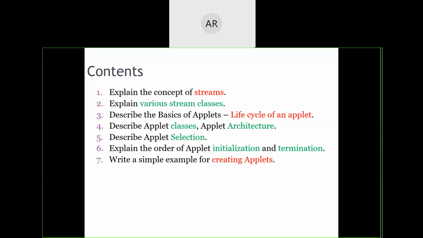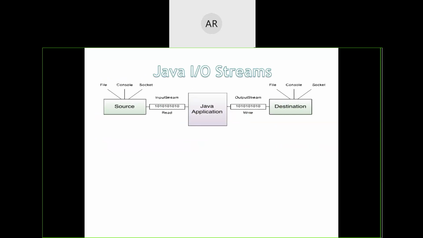So basically starting with our streams. A stream is nothing but, in English, a flow of something from one end to another. For example, a water stream, a river that flows from one end to another, or a branch of a river that flows from one end to another. We call it a stream in English. Similarly, if the data is flowing from one source location to another destination location, then that flow of data is called an input-output stream.